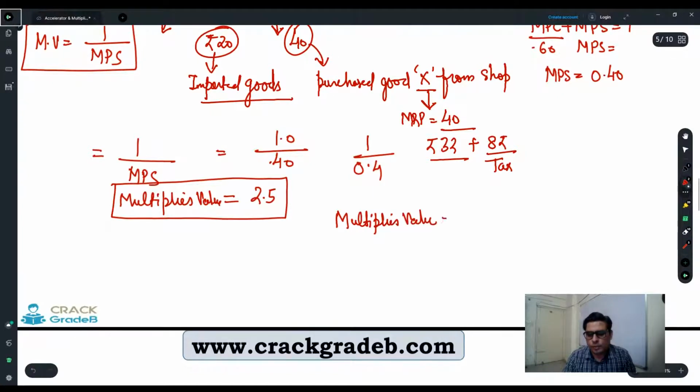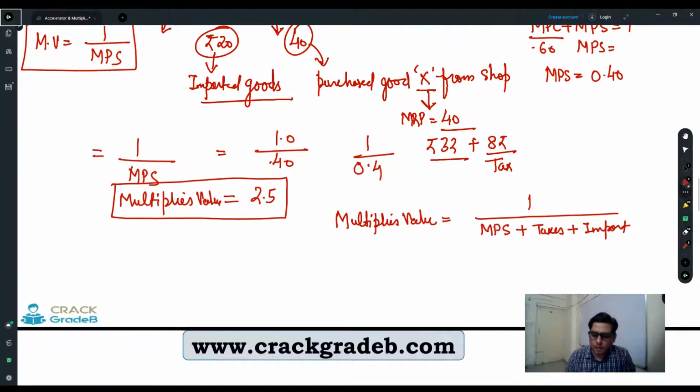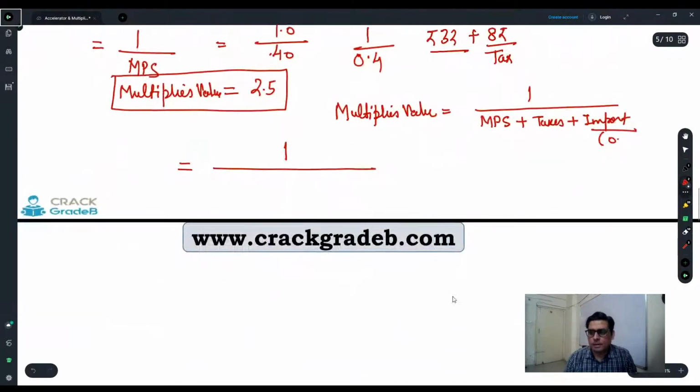But suppose the formula is: multiplier value is equal to 1 upon MPS plus taxes plus import, right? So how much have I spent on the import? 20. What is the value of import? 20. So it is going to be 0.20, whereas MPS is equal to how much?